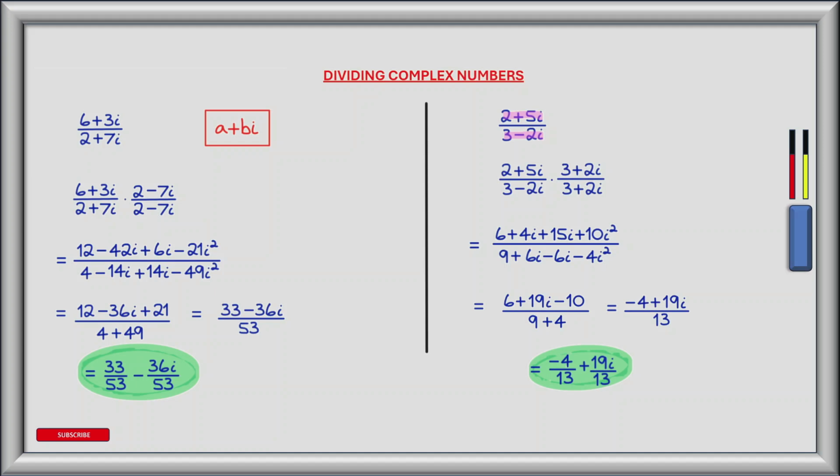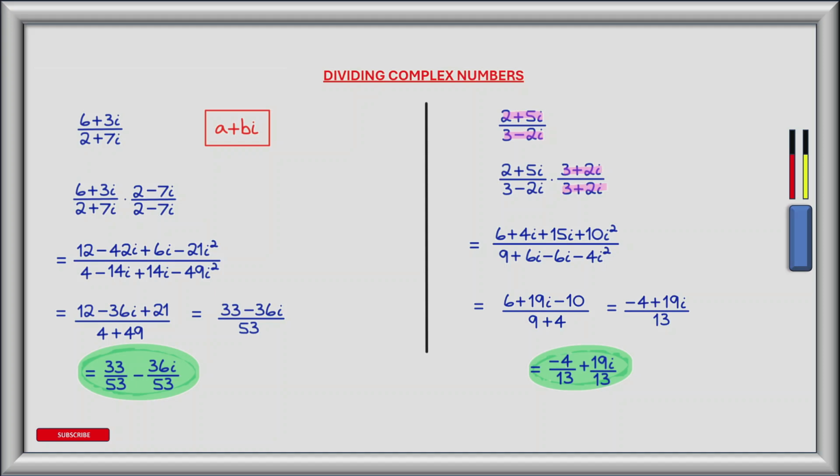In our second example, let's divide the complex numbers 2 plus 5i by 3 minus 2i. To eliminate the complex number in the denominator and make it a real number, we multiply both numerator and denominator by the complex conjugate of the denominator. So in this case, the complex conjugate is 3 plus 2i. So we multiply both numerator and denominator by 3 plus 2i.